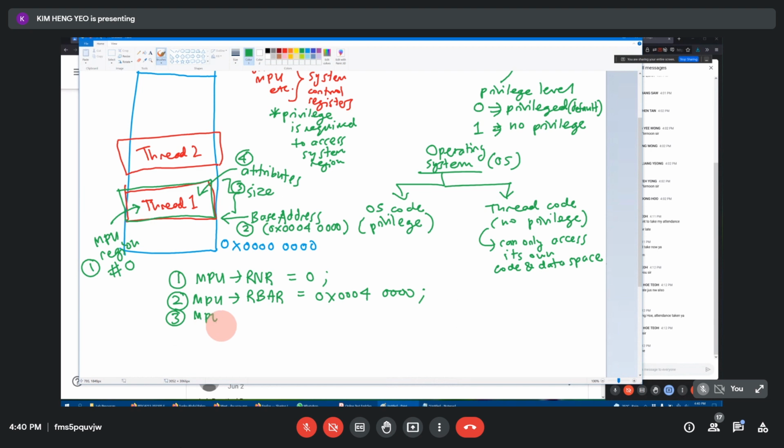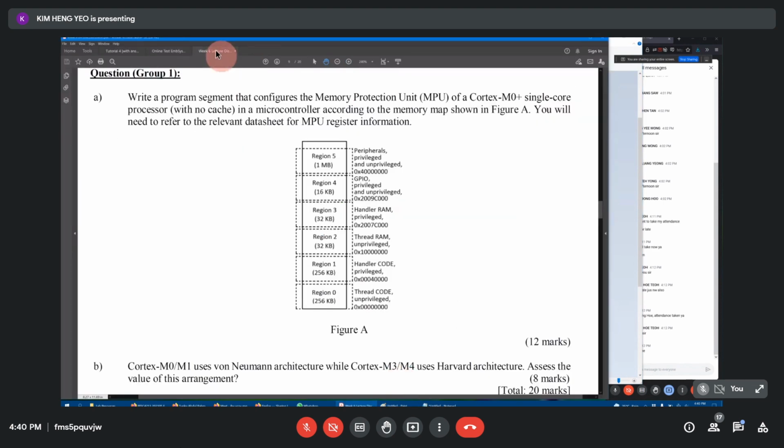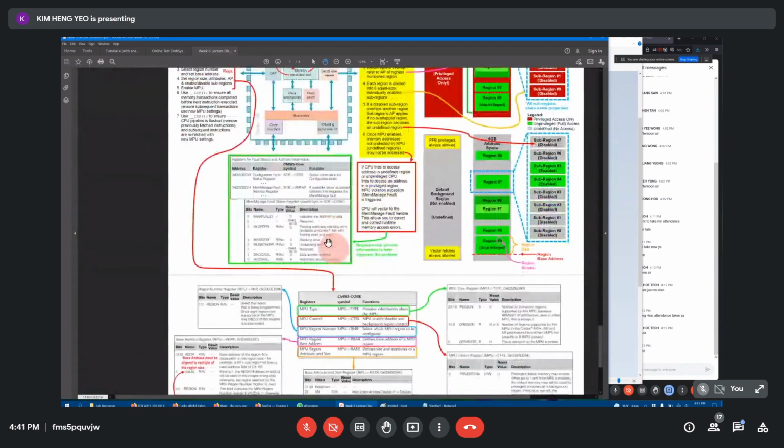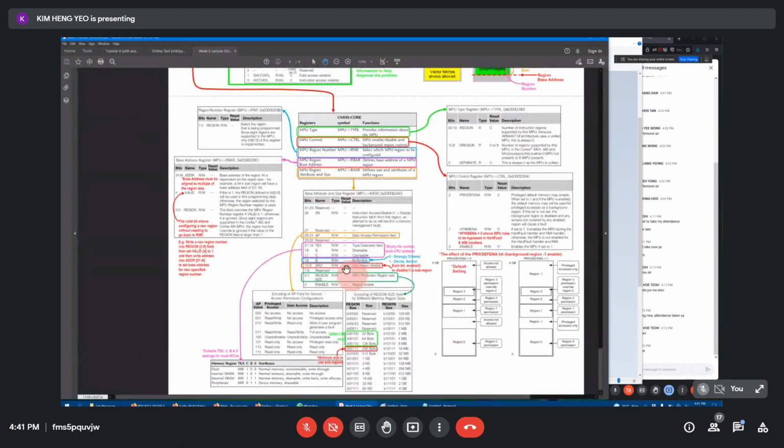Okay, next step, select the size and the attributes. So the MPU region attribute and size register, RASR. Now we need to put a value. Now this is not so simple. This one we have to refer to the data sheet for size and attributes. Okay, let's look at the data sheet. But you don't have to go to the data sheet because I already put this in your lecture notes.